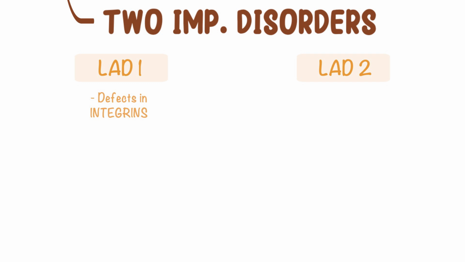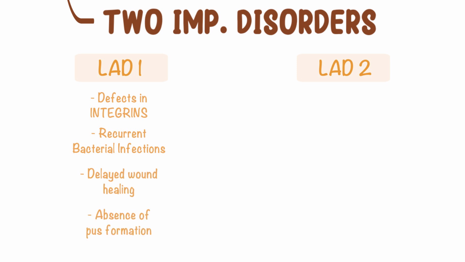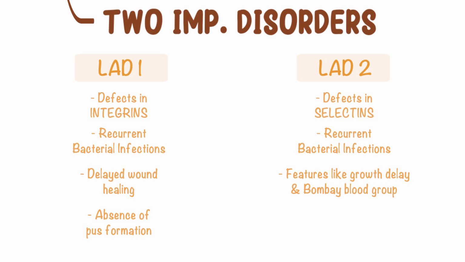LAD1 is characterized by recurrent bacterial infections, delayed wound healing, and absence of pus formation. One of the first signs of LAD type 1 is a delay in the detachment of umbilical cord stump after birth. Now, genetic defects in selectins are seen in leukocyte adhesion deficiency type 2. It also results in recurrent infections but with additional features like growth delay and Bombay blood group. The child also suffers from severe intellectual defects.